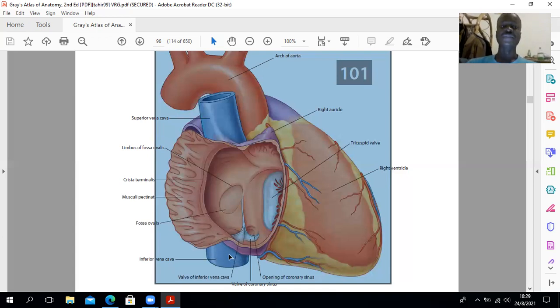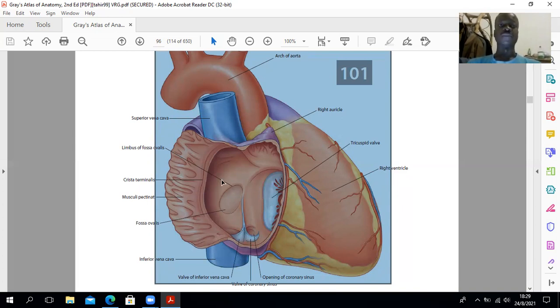Then you find that the coronary sinus is going to drain the major surfaces of the heart. It is actually formed as a continuation of the great cardiac vein. Then the tricuspid valve is going to be the guard between the right atrium and your right ventricle.